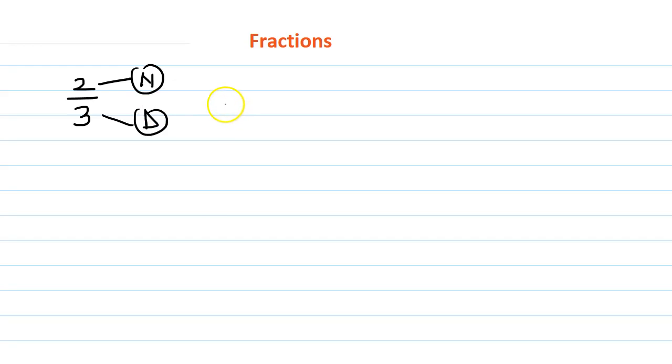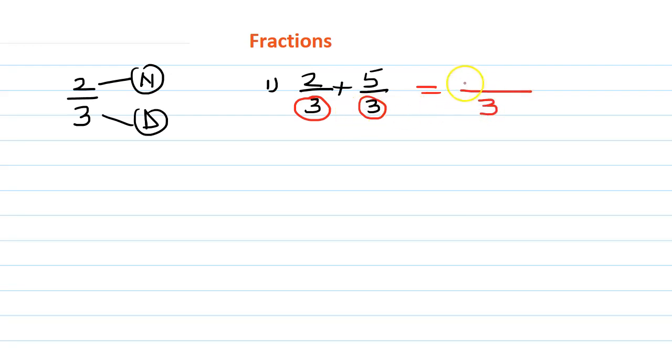Now the next one is, if there are cases like this, if it is 2 over 3 and 5 over 3, right? If you see here, what you notice? You notice that denominators are same. So when denominators are same, you just draw a line and write down the same denominator here, and you add the top numbers, that is numerators, with the plus sign. Nice and easy. 7 over 3.